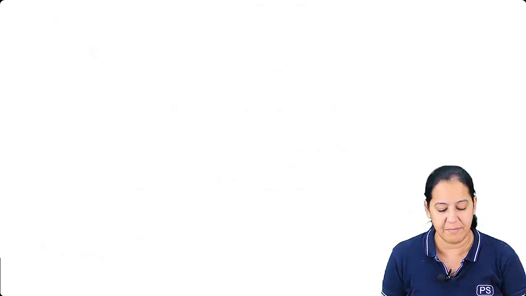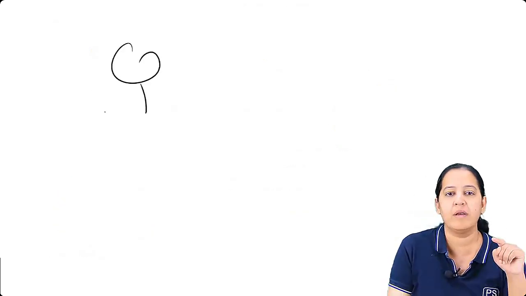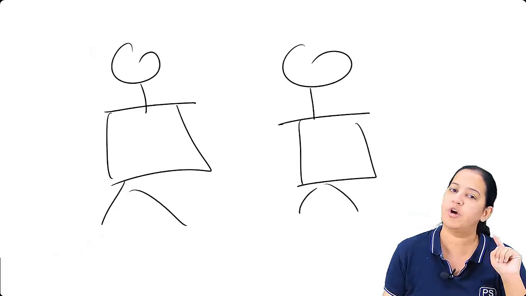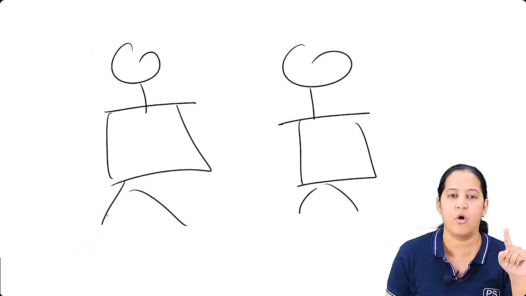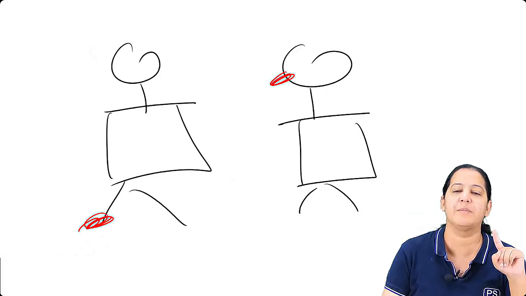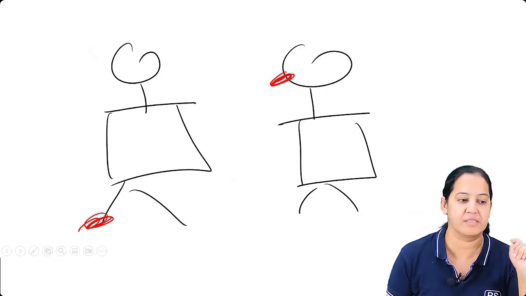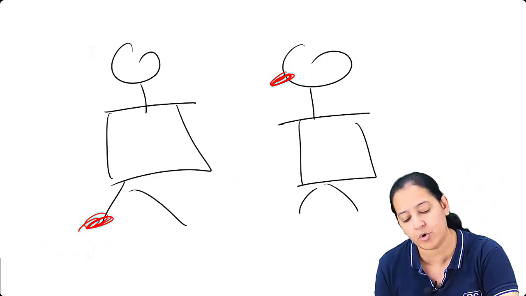Now let me tell you about two humans. This is a human, and this is also a human. Okay? Both of them have a dog bite. The dog has bitten one human on the foot, and the other on the face. Dog can bite anywhere, I know. So which will have rabies fast? You use your common sense and tell me.